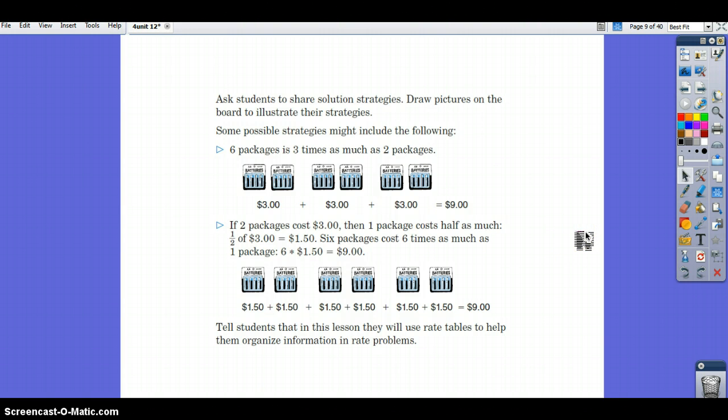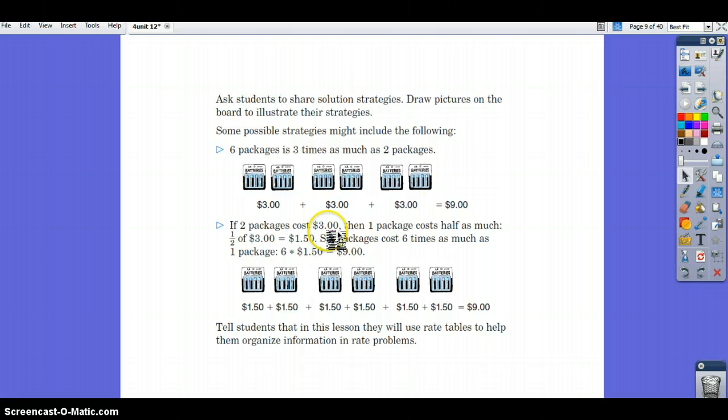Let's look at the problems below. It says 6 packages is 3 times as much as 2 packages. So we drew here 2 packages of batteries. And if there's 3 times as much, that means we're multiplying by 3. So $3 times 1, 2, 3 is $9. Or you can use repeated addition and go 3 plus 3 plus 3 equals 9.